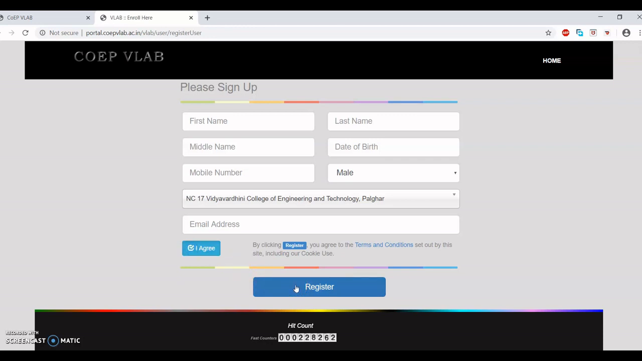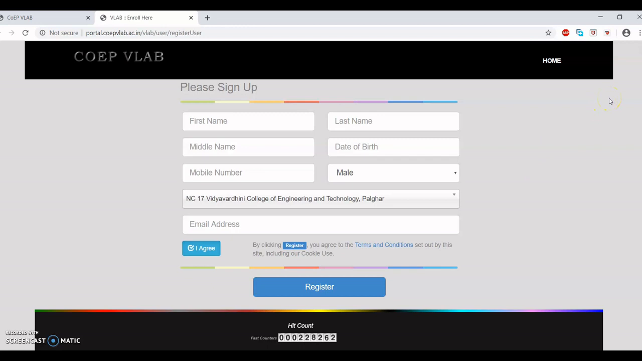Now it's very important that you do this registration first, because your details will be considered in the college portal lab, where the college will have a record of how many experiments you have performed and how much time you have spent on this website. So it's important that you register first. Then after registration, you will go into your website, right?